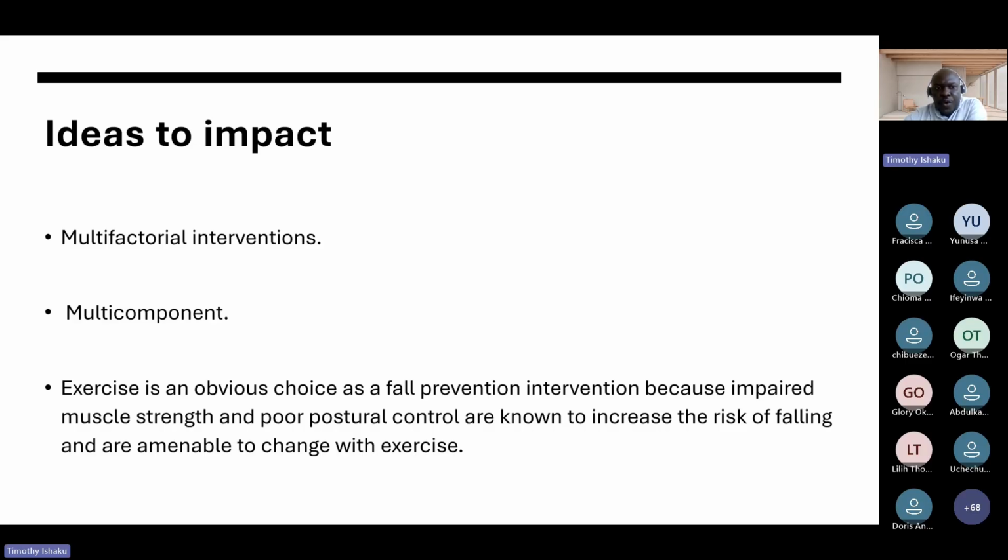Intervention summary. We have multifactorial interventions and we have multi-component interventions. The multifactorial intervention is looking at all the other MDT teams that I think Chibueze mentioned earlier on. But the multi-component intervention is our bread and butter as physios, that we're looking at balance, coordination, functional tasks, strength. Exercise, of course, is the obvious choice for falls prevention because impaired strength and balance are the greatest increased risks of falls.